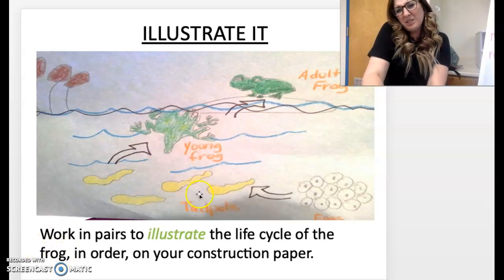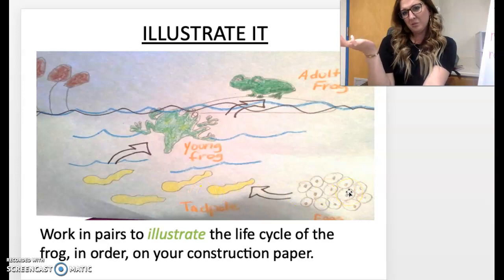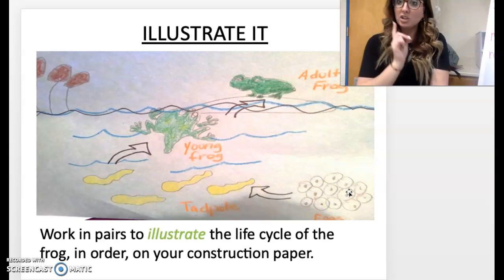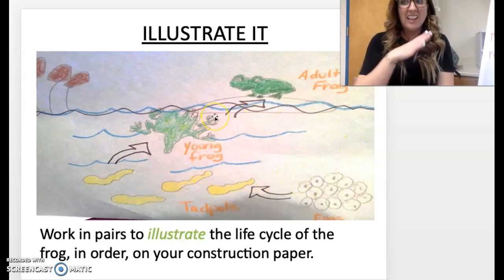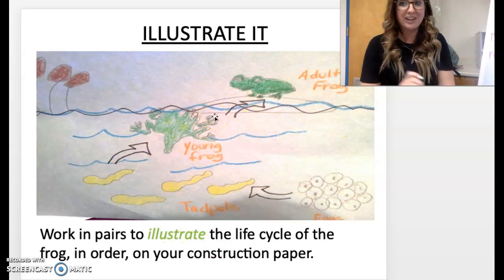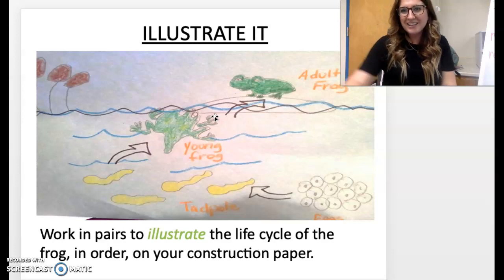Because sometimes your tadpoles might look like your eggs, and I don't really know what you meant to draw. So make sure that you label it. All right, and add lots of color to your picture. I want to see your beautiful work. Send me a picture when you're done.